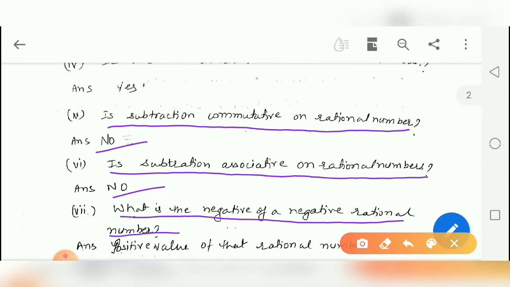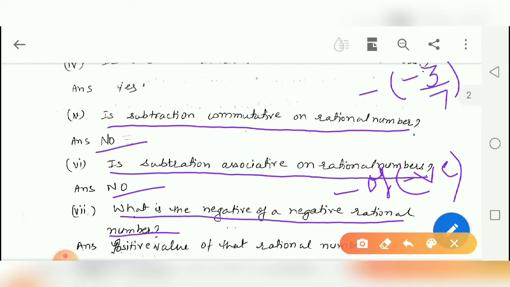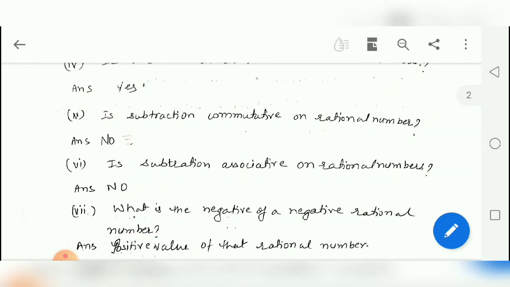Now next is what is the negative of a negative rational number? It means then let us take an example. Negative of a negative rational number. What does it mean? Means negative is being multiplied by a rational number. So the answer will become positive of that number. So we will write positive value of a rational number.